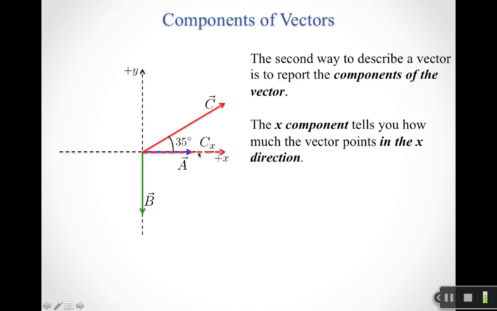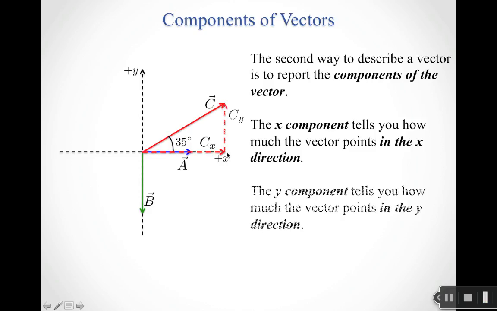So again, thinking about our vector c here, here's its x component. In this case x is our horizontal direction, and so it says to make vector c, you need to go this far horizontally. So this distance is the x component of vector c.